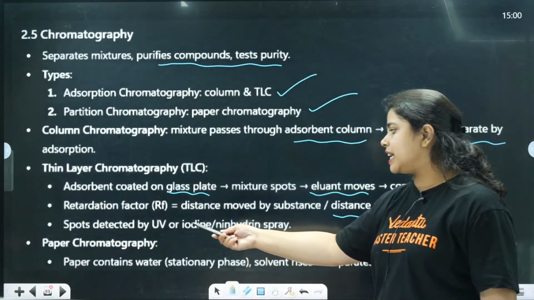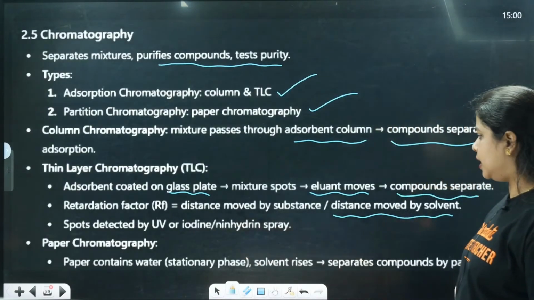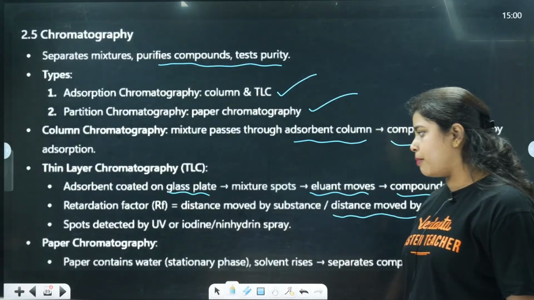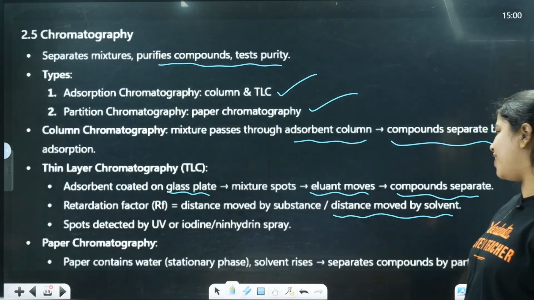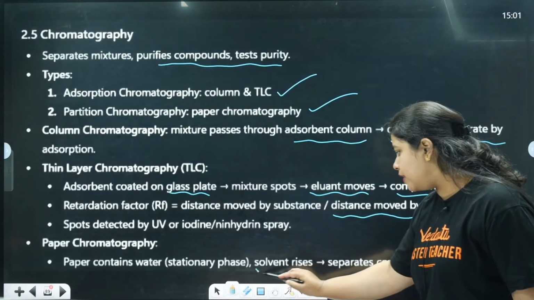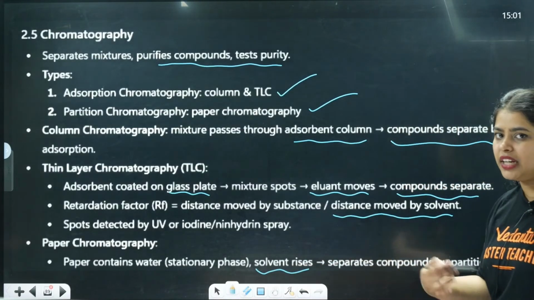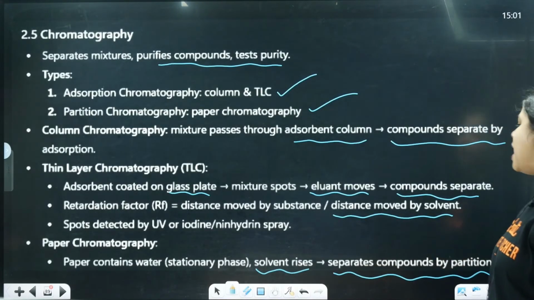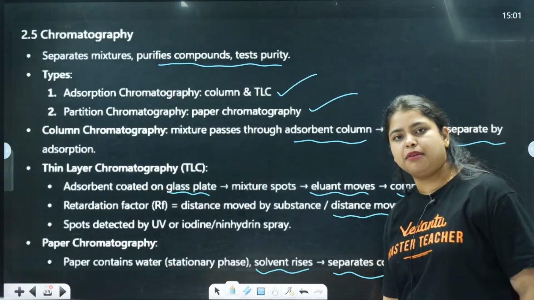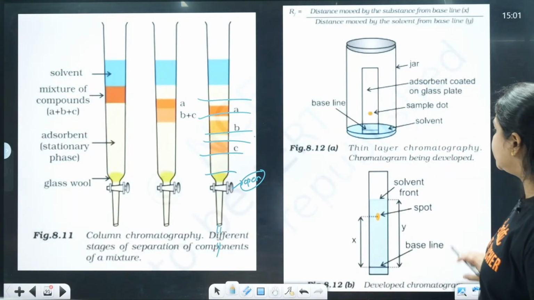Next, the spots are detected by UV, iodine or a hydrate spray, and paper chromatography comes next. Here the paper contains water as the stationary phase, and the solvent rises up and separates the compounds by partitioning. Okay, this is how it is done.